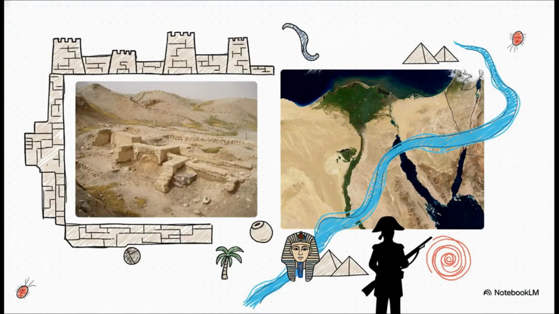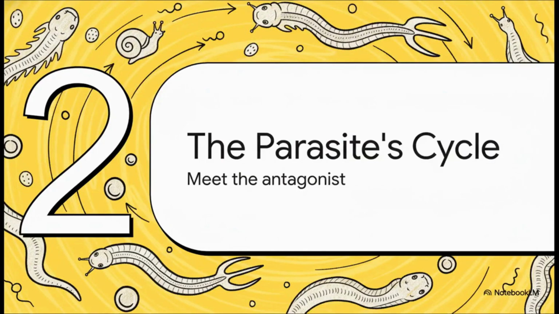And what's so wild is the sheer historical scale we're talking about here. There's evidence that this disease might be linked to why the ancient city of Jericho was abandoned. Then, thousands of years later, it absolutely crippled Napoleon's army when he was campaigning in Egypt. It's been this hidden player throughout human history. So what's causing all this chaos? Well, the culprit is a parasitic flatworm called a schistosome.